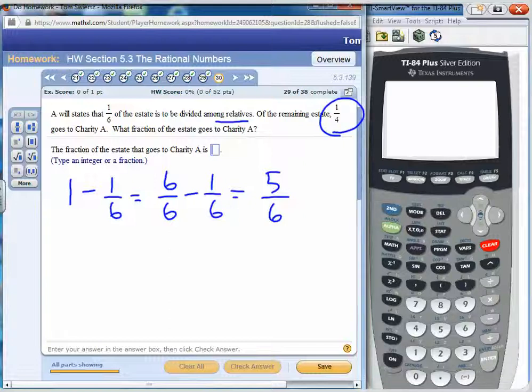So a fraction of something means multiply. So 1/4 of the remaining, which is 5/6. So multiply the 1/4 times 5/6 and you get 5/24.